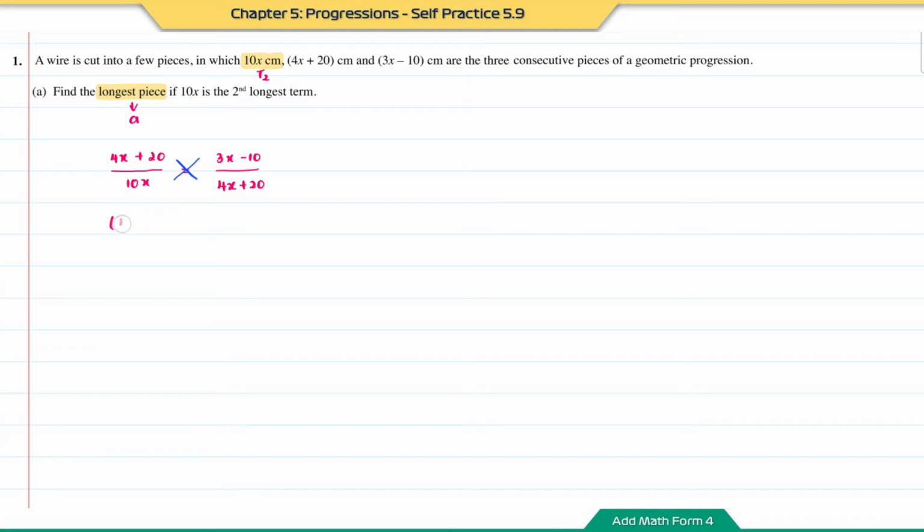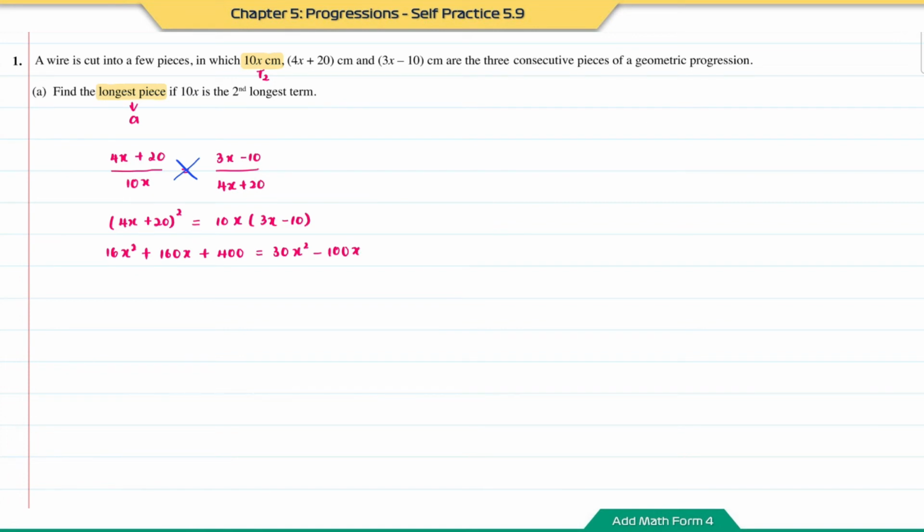So here you will get 4x plus 20 times 4x plus 20, which is squared here, and 10x multiply 3x minus 10. So when you expand the 4x plus 20 squared here, you will get 16x squared plus 160x plus 400. And on the right hand side, you will get 30x squared minus 100x.